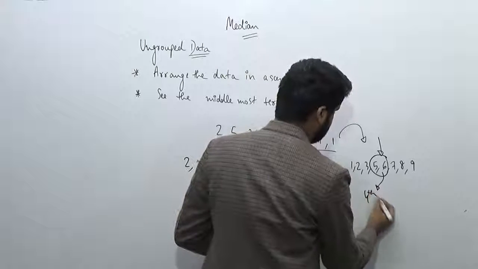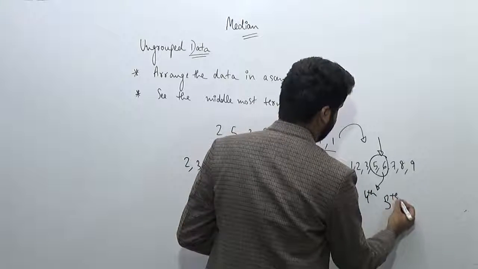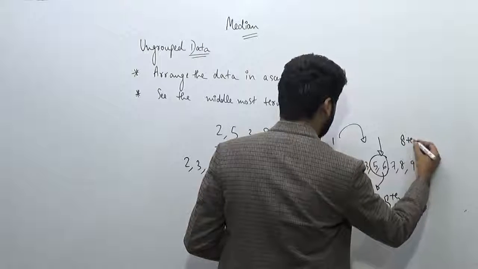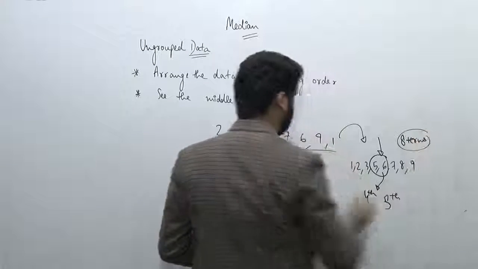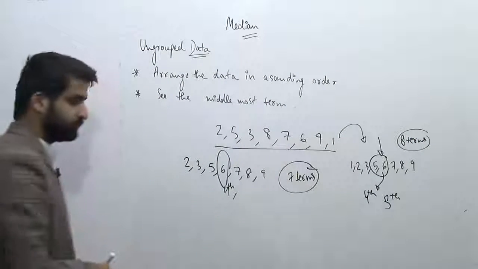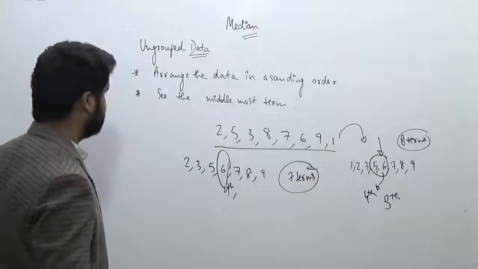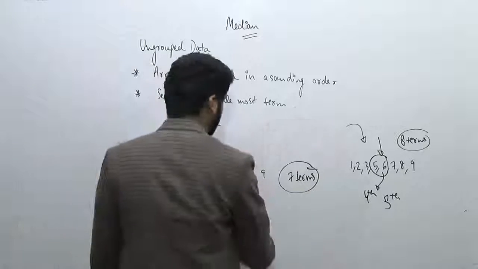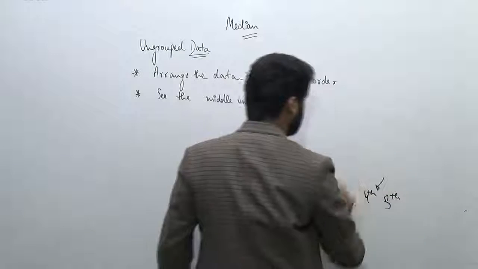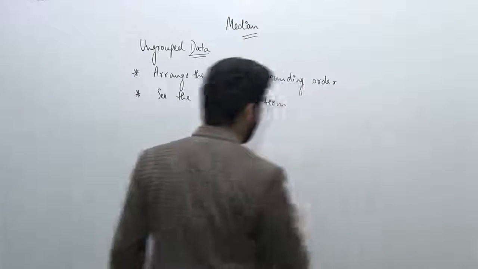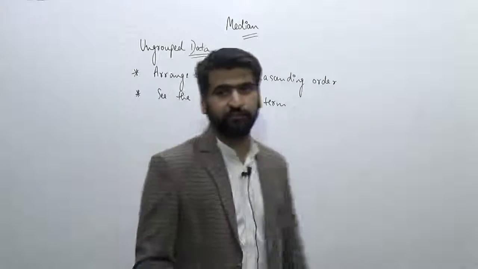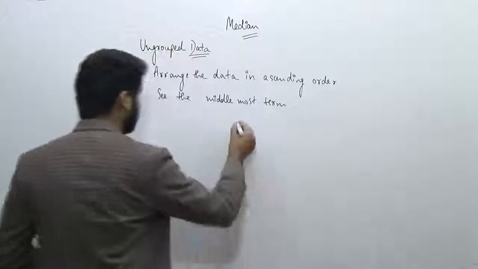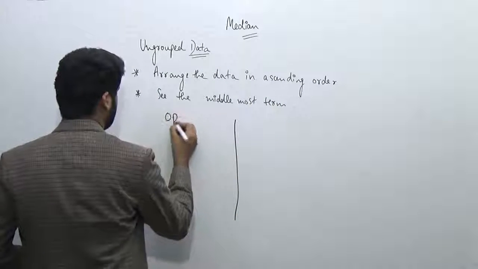So I will take the mean of the 4th and 5th values. In case of 8 terms, I will take the mean of the 4th and 5th values. So let's summarize this concept. We can say that in case of an odd number of terms, I will have just one middle term value, right? So I can divide this into 2 parts.